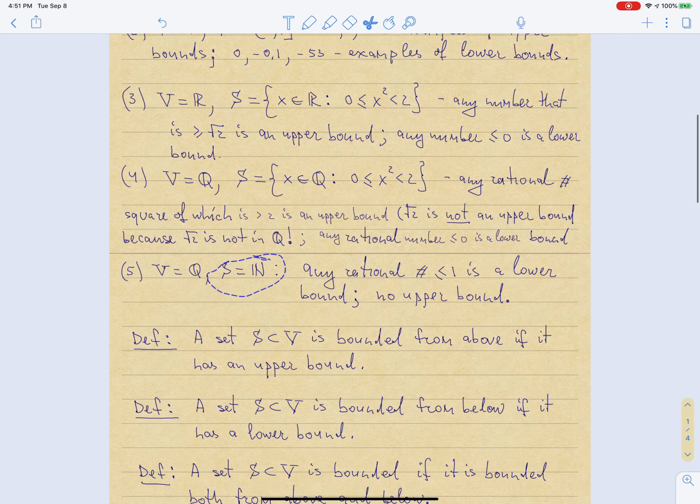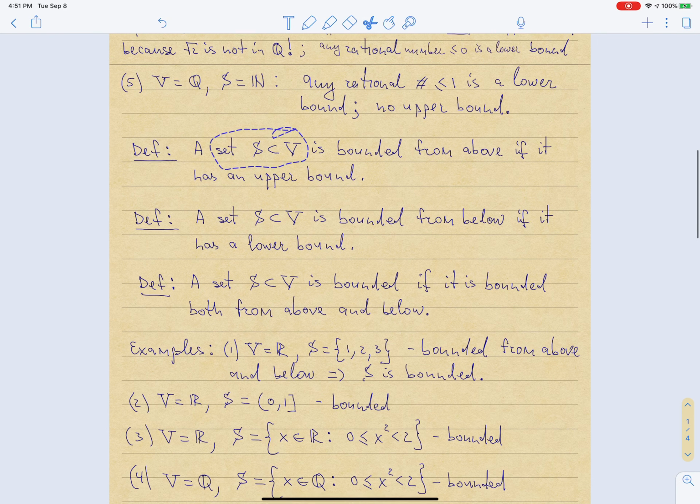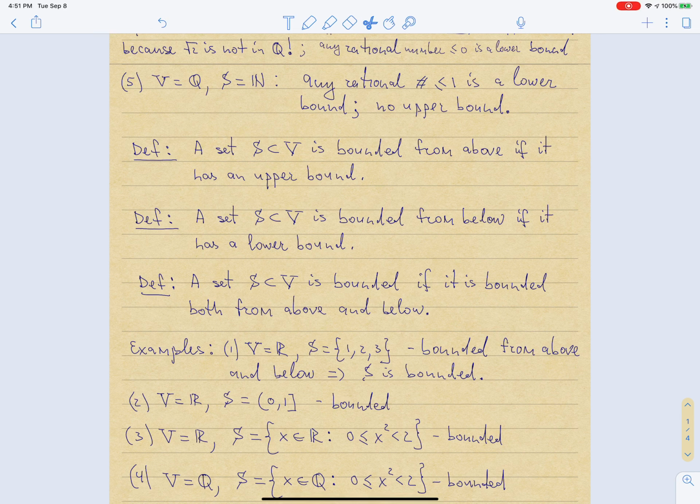Okay, so then we give another set of definitions, which are closely related to what we just did. If I have a set S in my space V, that set is going to be bounded from above if there is an upper bound for capital S. A set is bounded from below if it has a lower bound, and a set is just bounded if it is bounded both from above and below. So if I have a set S and there is a number which dominates all numbers in S and another number which is below any number in S, then it means my set is just bounded.